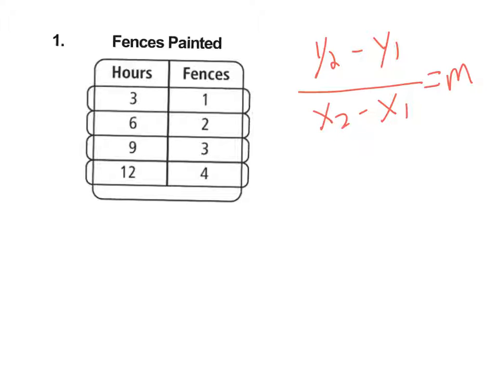Now, when we have a chart like this, the first column is always going to be the x's. So the hours is x here, and y is going to be the second one. Or we call them input and output, all kinds of things. So this would be input, this would be output. How many hours you put in, how many fences you get painted. Now here's the thing. We're going to pick 2 points, and the points don't matter. It doesn't matter which one you pick. So I'll pick this point and this point. Here's the second one.